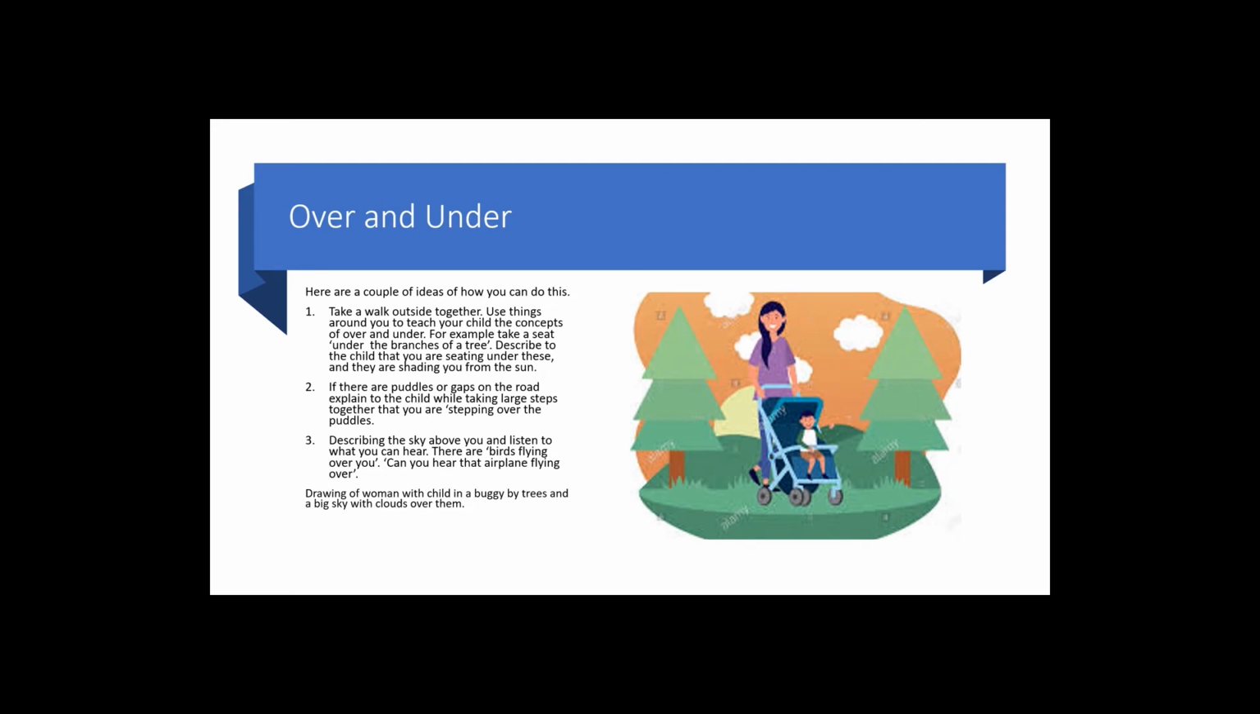Here are a couple of ideas of how you can do this. 1. Take a walk outside together. Use things around you to teach your child the concepts of over and under. For example, take a seat under the branches of a tree. Describe to the child that you are seated under these and they are shading you from the sun. 2. If there are puddles or gaps in the road, explain to the child while taking large steps together that you are stepping over the puddles. And 3. Describing the sky above you. Listen to what you can hear. There are birds flying over. Can you hear an airplane flying over? There's a drawing of a woman with a child in a buggy by trees and a big sky with clouds over them on this slide.